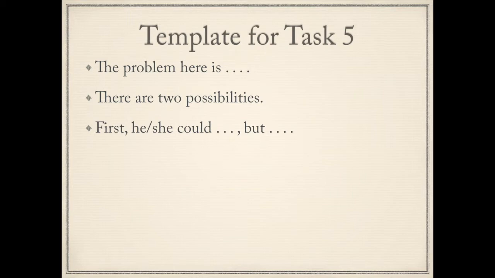First, he or she could, with caveats. So concede, however, but this solution is not perfect because. Second, also, he or she could, etc., however, this could happen. And we've given examples before.